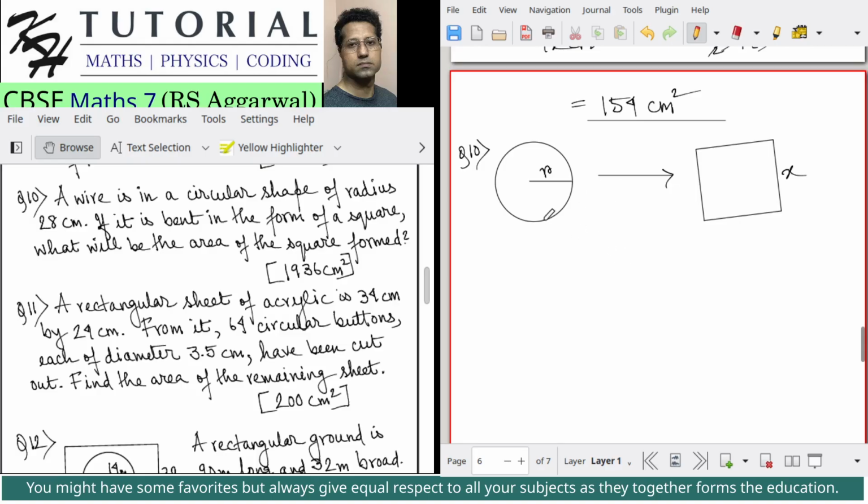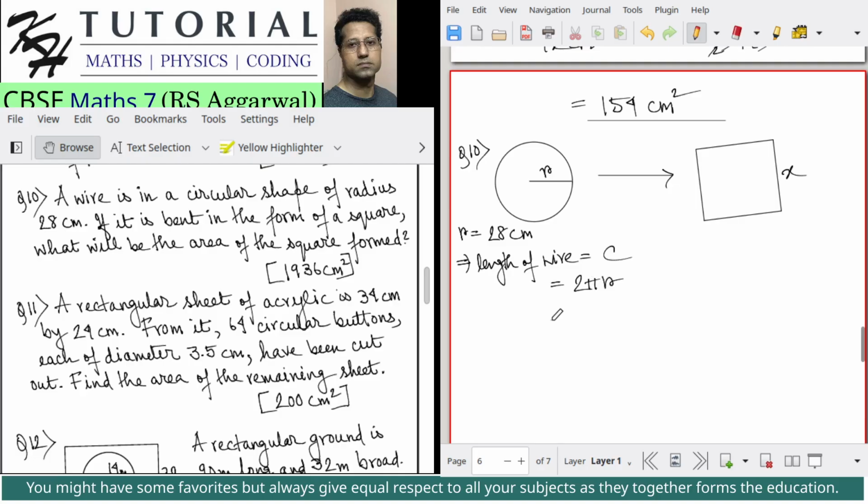Okay, so the radius of the circle is given. So r, when the wire was initially in the shape of the circle, the radius of the circle is given to be 28 centimeter. So what will be the length of the wire? The length of the wire will be equal to the circumference of the circle, which is equal to 2 pi r.